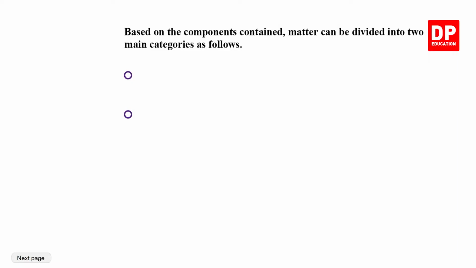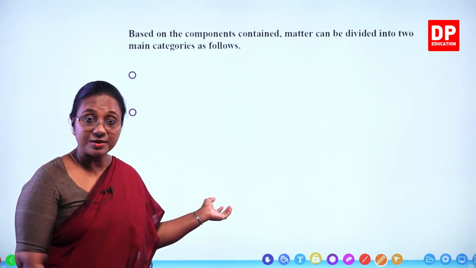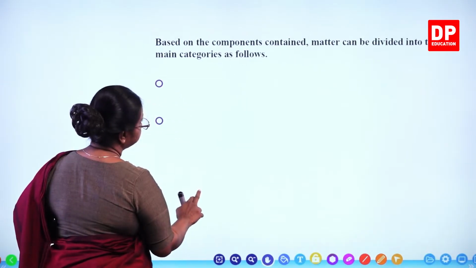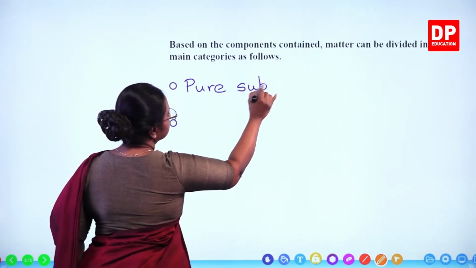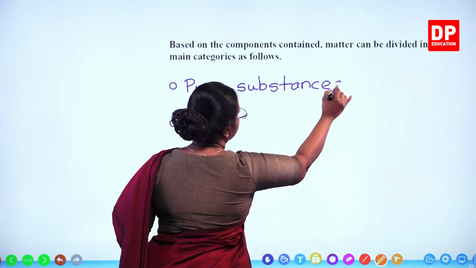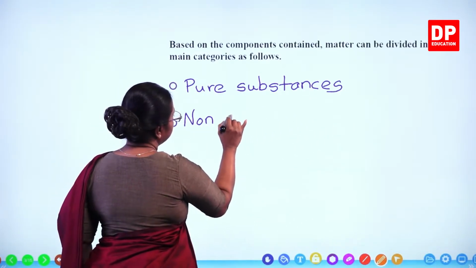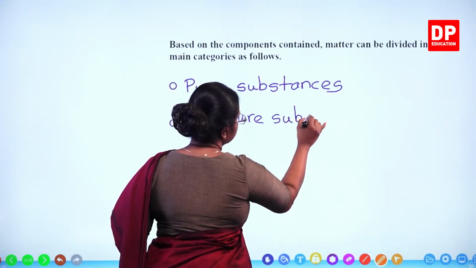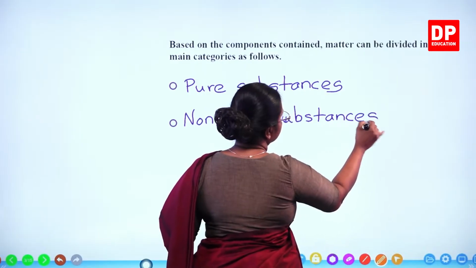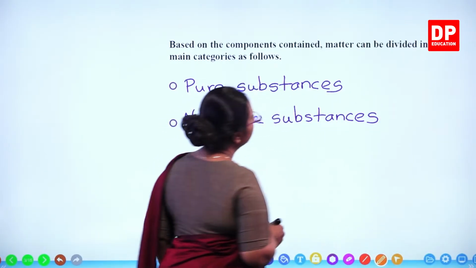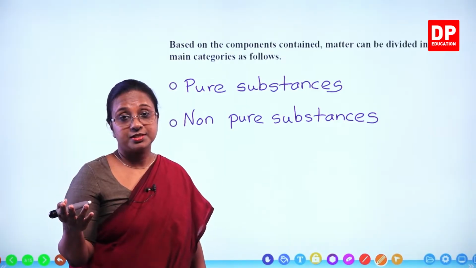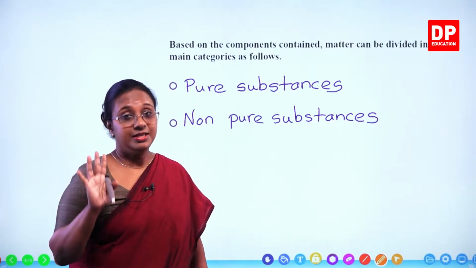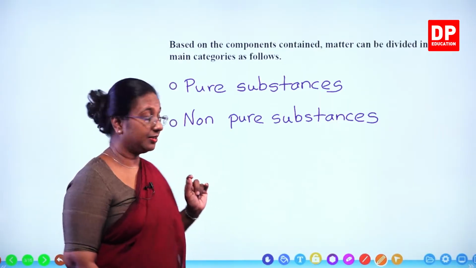Based on the components contained, matter can be divided into two main categories as follows. We have discussed that, the pure substances and non-pure substances. So in pure substances, there is only one component. In non-pure substances, there can be two or more components. Is that clear to you all now? Yes. So then I will move on to the next slide.